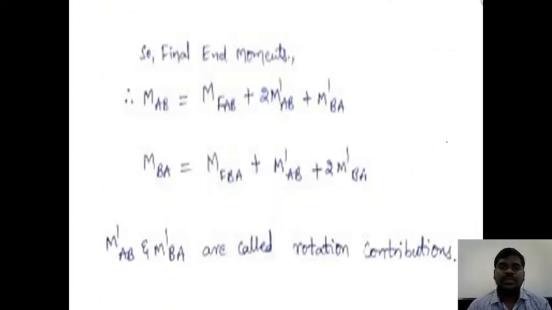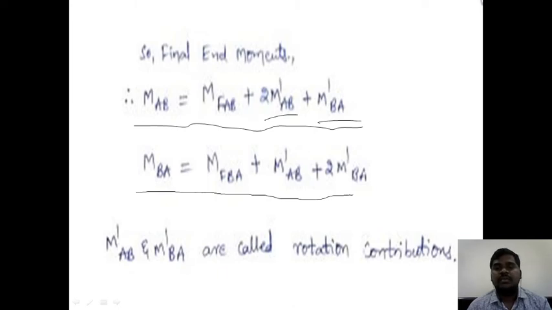So final end moments can be considered as, this is important in Kani's method, MAB is equal to MFAB, that is the fixed end moment of AB, plus 2 M dash AB plus M dash BA. So these are near end moments and these are far end moments. And MBA is equal to MFBA plus M dash AB plus 2 M dash BA. These are also near end moments and these are far end moments. These 2 moments are due to rotation.